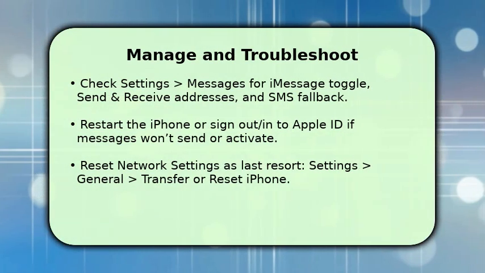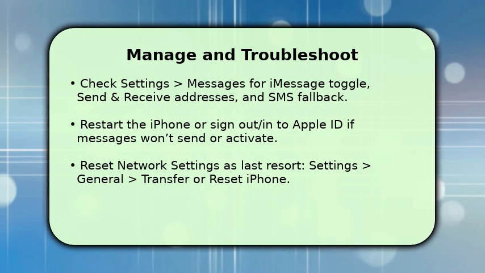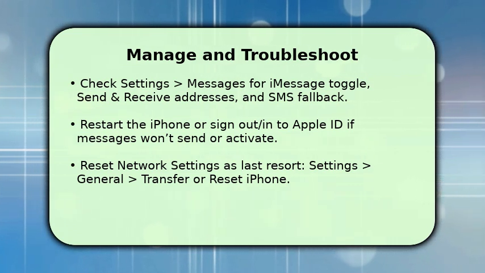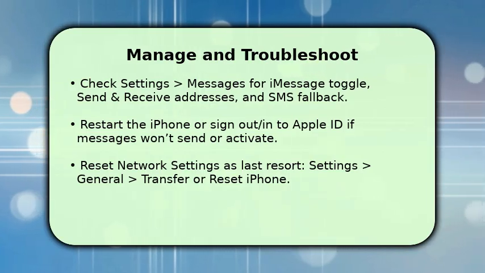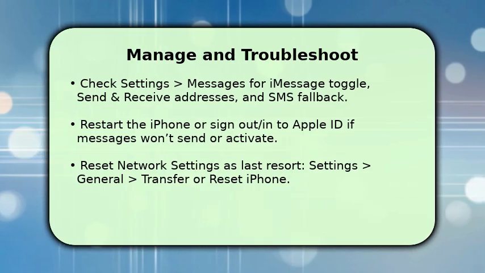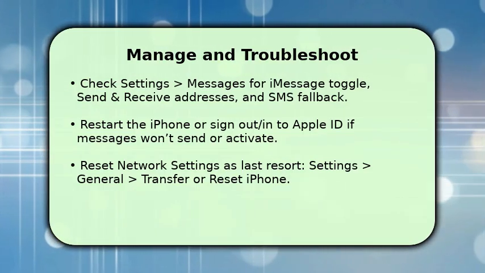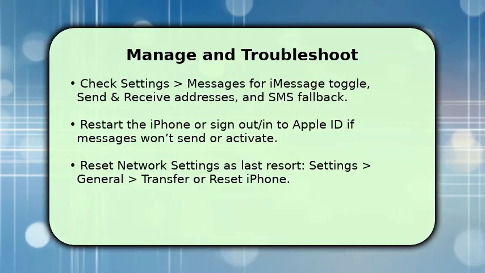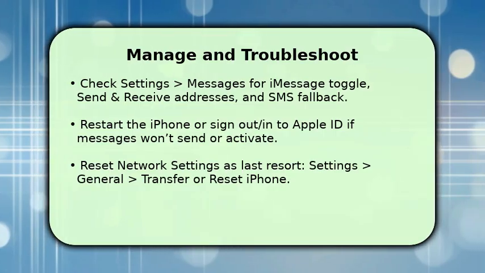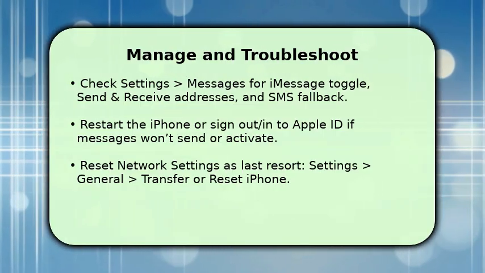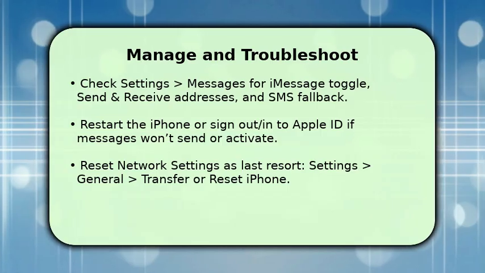You wrap up by organizing message settings. Verify iMessage is enabled and the correct phone number and email are in Send and Receive so people reach you. If iMessage won't activate or messages fail to send, try restarting your iPhone, toggling iMessage off and on, or signing out and back into your Apple ID. If problems persist, reset network settings to clear connectivity issues, but remember this removes saved Wi-Fi passwords. Finally, contact Apple support if activation errors continue.